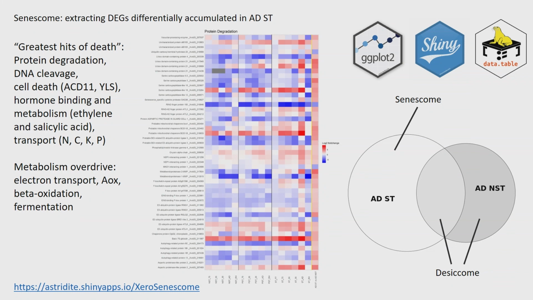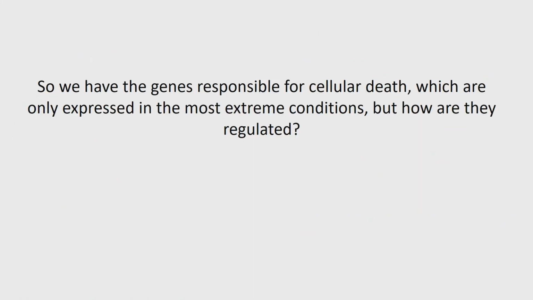Oh, buffering. Okay, cool. So now we know which genes are actually responsible for cellular death. And they're only expressed in the most extreme conditions, but how are they regulated? So how do we dig into that regulation?